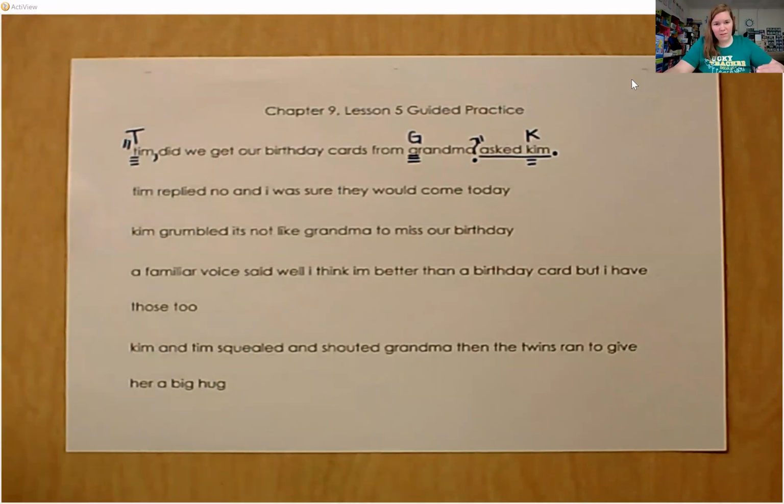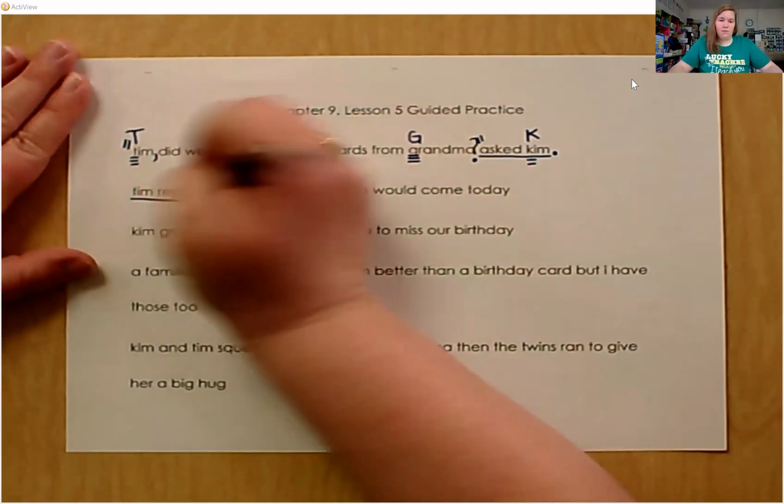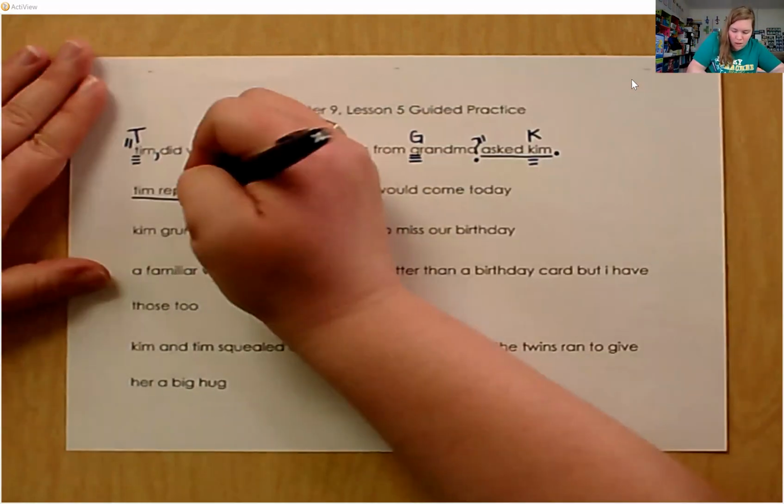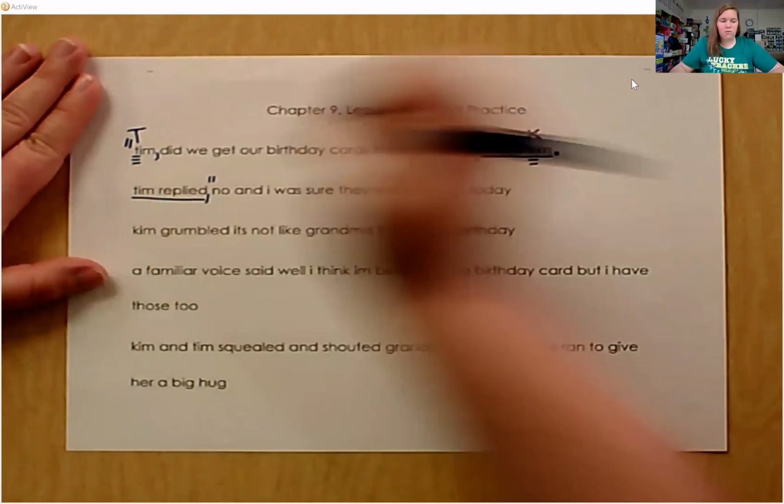So now on the next line, Kim has stopped talking. Now it's someone new. Tim replied, "No, and I was sure they would come today." What are the explanatory words? Who's talking now? Tim is talking. Tim replied. So now the explanatory words are at the beginning of the sentence. So we'll put a comma and then start the quote.